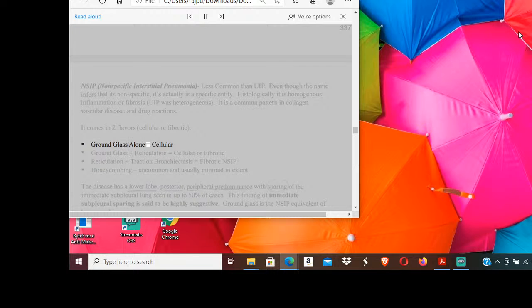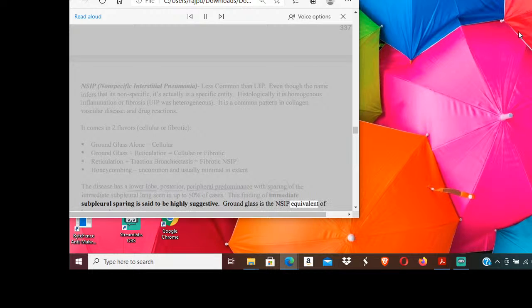Ground glass alone equals cellular. Ground glass plus reticulation equals cellular or fibrotic. Reticulation plus traction bronchiectasis equals fibrotic NSIP. Honeycombing is uncommon and usually minimal in extent. The disease has a lower lobe, posterior, peripheral predominance with sparing of the immediate subpleural lung seen in up to 50% of cases. This finding of immediate subpleural sparing is said to be highly suggestive.